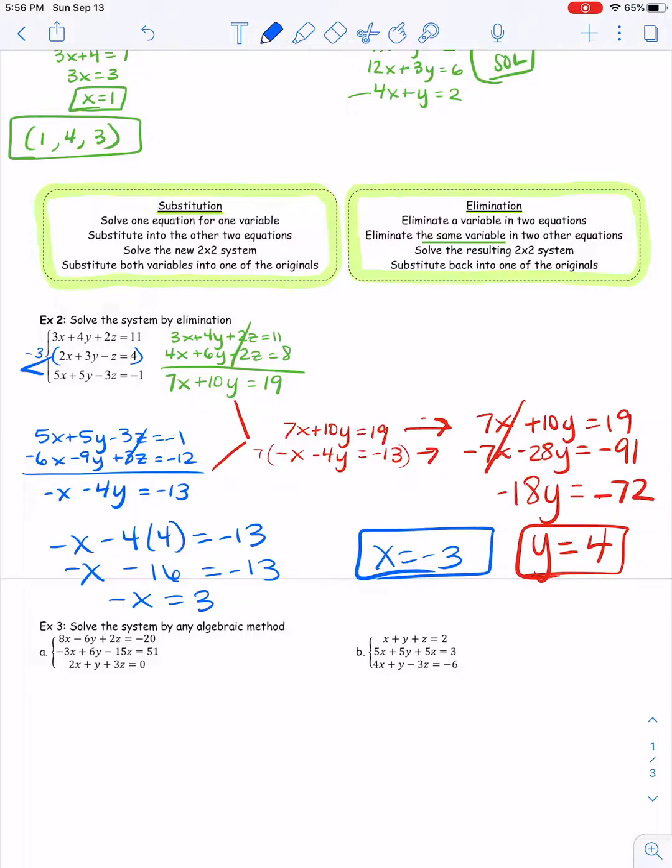And so now that I know that x is negative 3 and y is 4, then I can plug back into one of my originals and solve for z. So maybe I'm just going with that first equation. 3x, x is negative 3, plus 4y, y is 4, plus 2z equals 11. So this is negative 9 plus 16 plus 2z equals 11. Combining some like terms and solving, I get 2z to be 4, which means z is equal to 2. Whew. I know, it's kind of a lot.